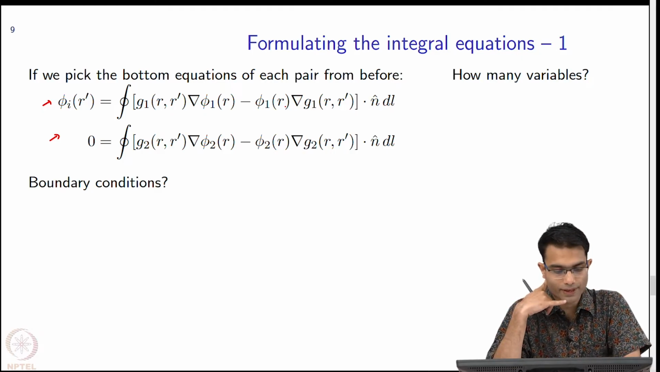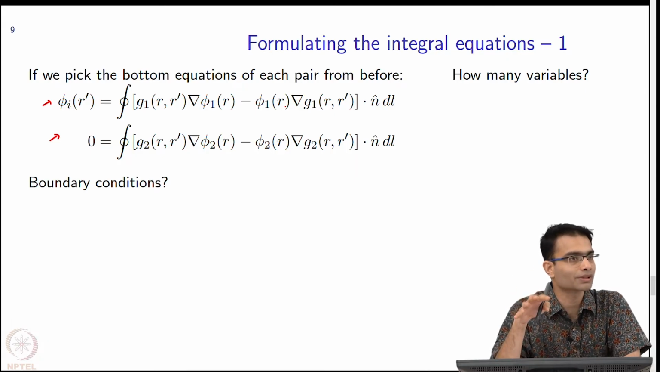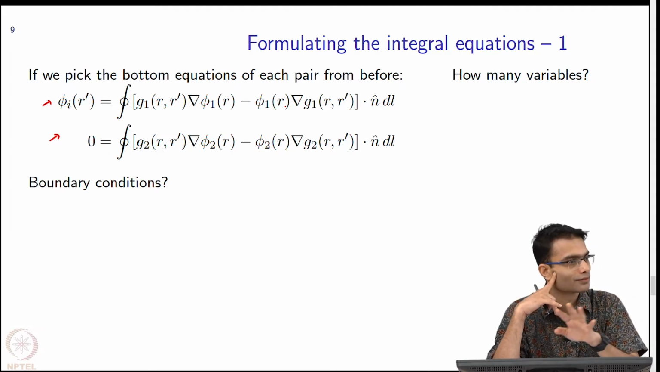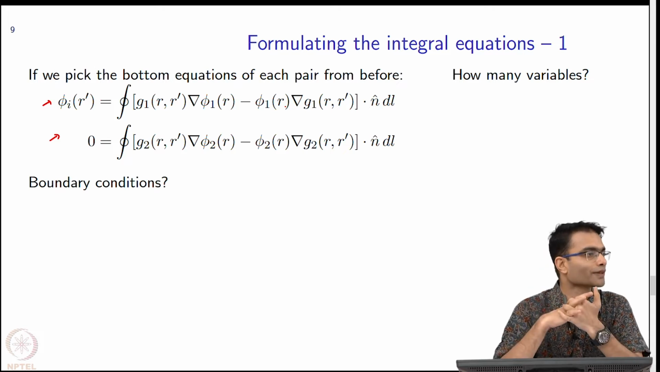Where is phi 1 of r and phi 2 of r at an arbitrary location? Is it there, or is it only on the boundary? It is only on the boundary. So, suppose we solve this equation, how will this help us? You see the catch? Let us say I solve it through some very good math, we solve it, then what? Is my objective achieved? My objective was to find the field everywhere.